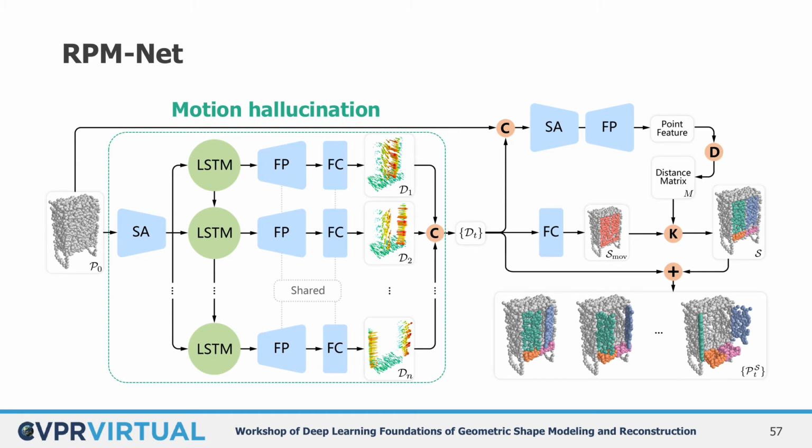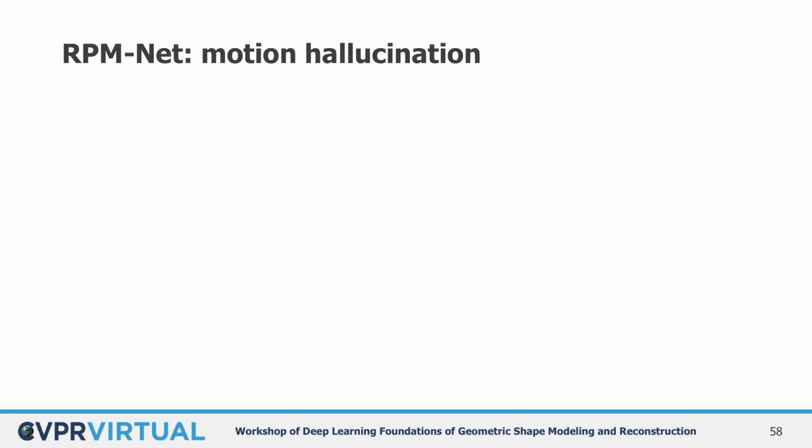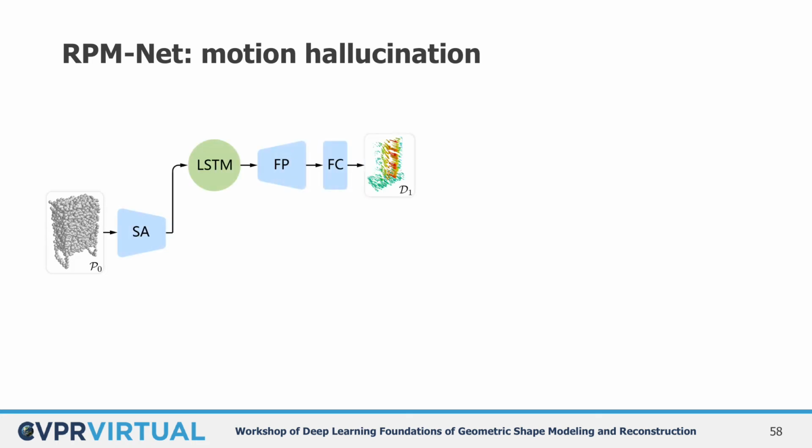In more detail, given a point cloud as input, we use the encoder to create a feature vector, which is then fed to an LSTM that learns the relationship between the features and the temporal displacement. Afterwards, the output of the LSTM is decoded to obtain the displacement map. We repeat this procedure several times to obtain a sequence of displacement maps. Then we can add the displacement maps to the input point cloud to get the motion sequence.